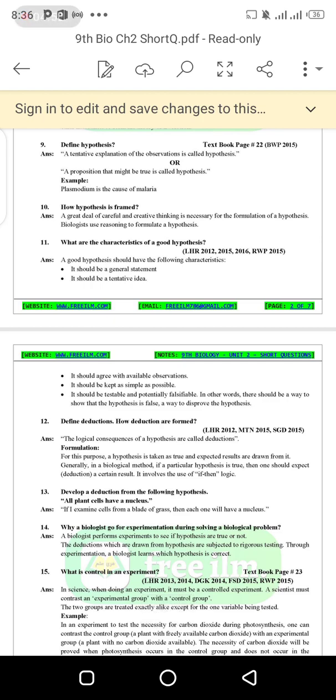It should agree with available observation. It should be kept as simple as possible. It should be testable and potentially falsifiable. In other words, there should be a way to show that the hypothesis is false, a way to disprove the hypothesis.